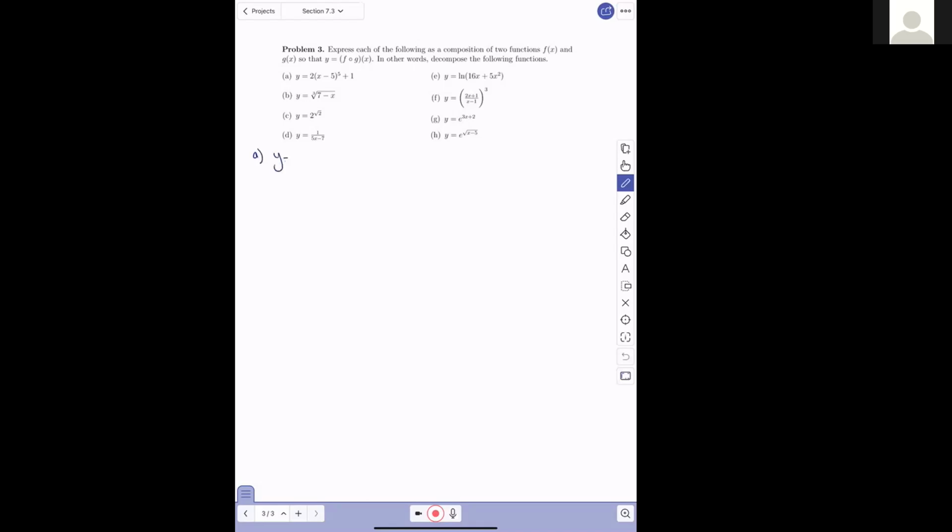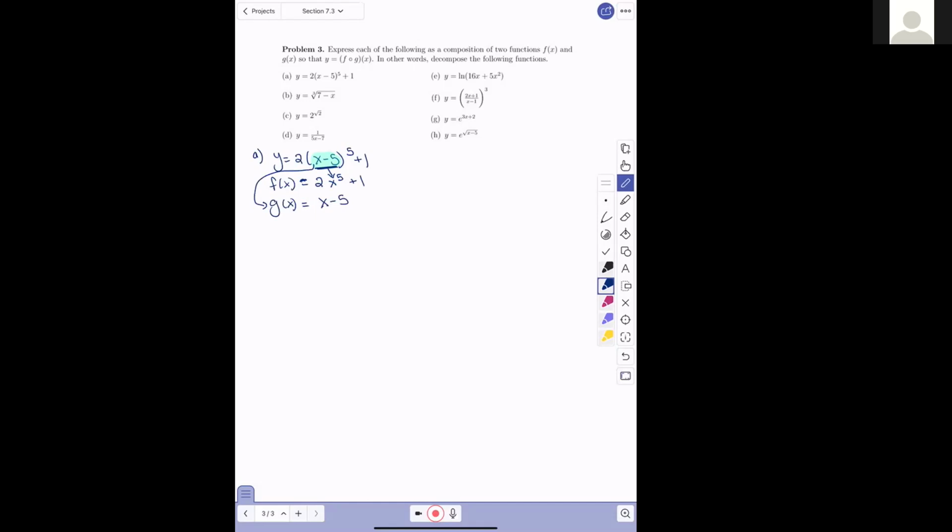So if we have a is y equals 2 times x minus 5 to the power 5 plus 1. I want to find where I could see a mini function inside of a function. And in this case, x minus 5 is a function that's inside of a bigger function. So since these are f of g of x, my g of x is on the inside and my f of x is on the outside. So my f of x is going to be equal to 2 times x to the power 5 plus 1. So I changed this for x. And my g of x is equal to x minus 5. It's that inside piece there.